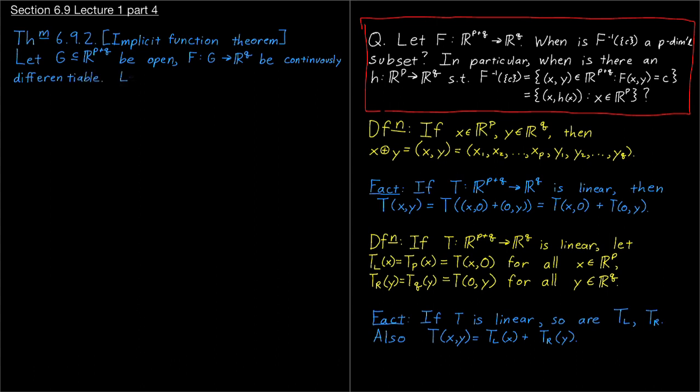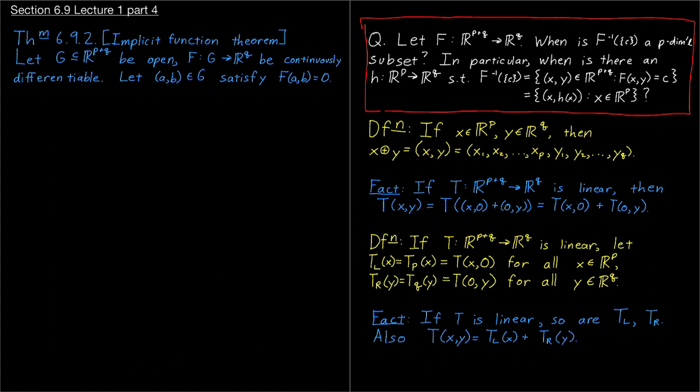And then we're going to let (a, b) be a point in G. And we're going to require also that F(a, b) equals 0. If we happen to be at a point where F(a, b) equals some other number, say 87, you just replace F by F minus 87. We only really care about level sets at 0.